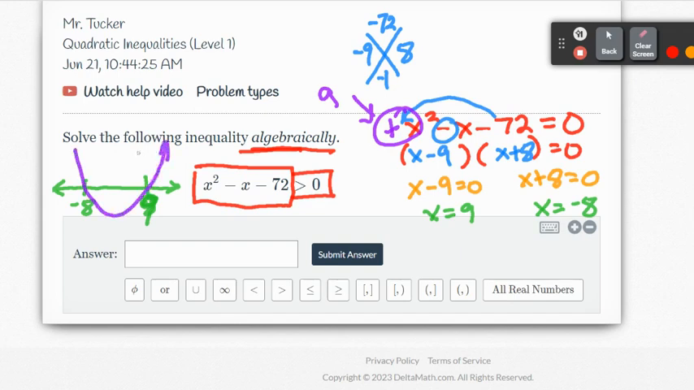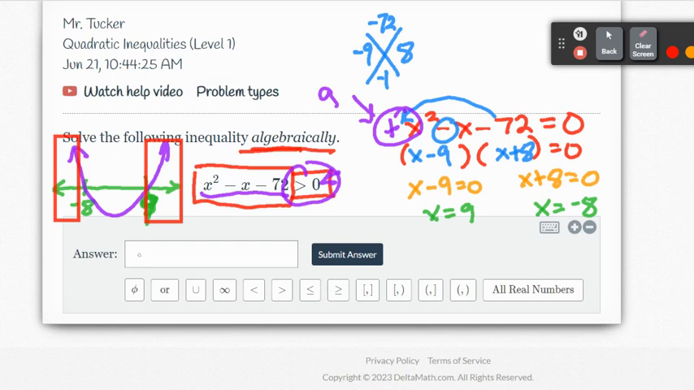That happy parabola answers the question. When is this expression bigger than 0? Well, it's bigger than 0 when I have arms above the x-axis. I have this region left of negative 8 is all positive, and this region right of 9 is all positive. So I just have to come down here in my answer box and describe when that happens.